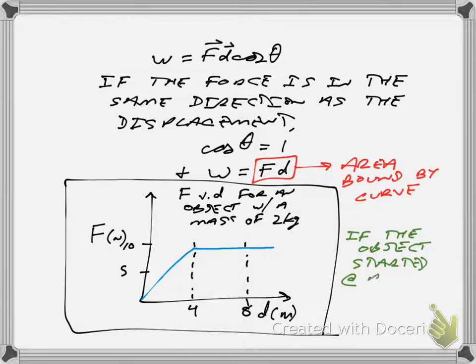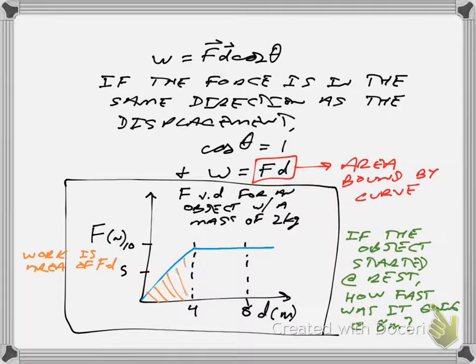But the fact that we can use this area bound by the curve helps us to very simply answer a question like this. So if I ask you if the object started at rest, how fast was it going after the force had acted on it for 8 meters, as shown in the graph, then the approach becomes pretty evident, right? If you have a force versus displacement graph, and I'm asking for how fast, well, how fast is related to its kinetic energy, and it started at rest, and so we might be able to figure out how fast it's going if we can find out how much its kinetic energy changed. Well, of course, its kinetic energy changed because work was done on it, and work is the area bound by the force displacement curve. And so we just determine the area under this curve. 20 for the triangle and 40 for the rectangle gives us a total area of 60.